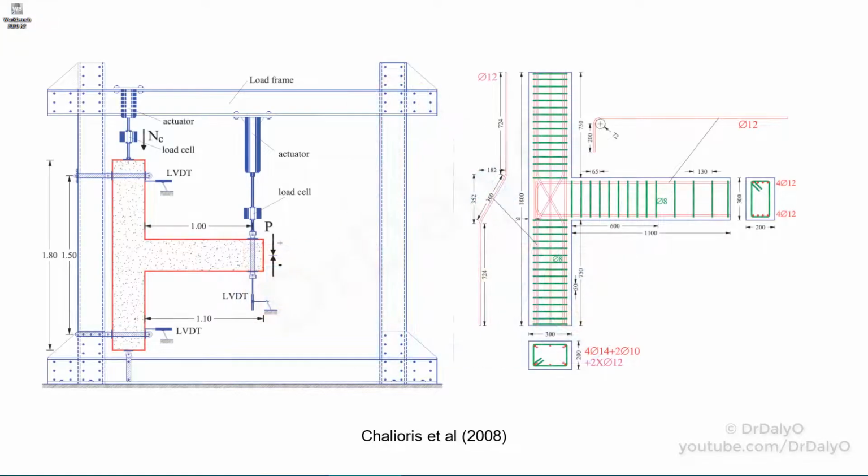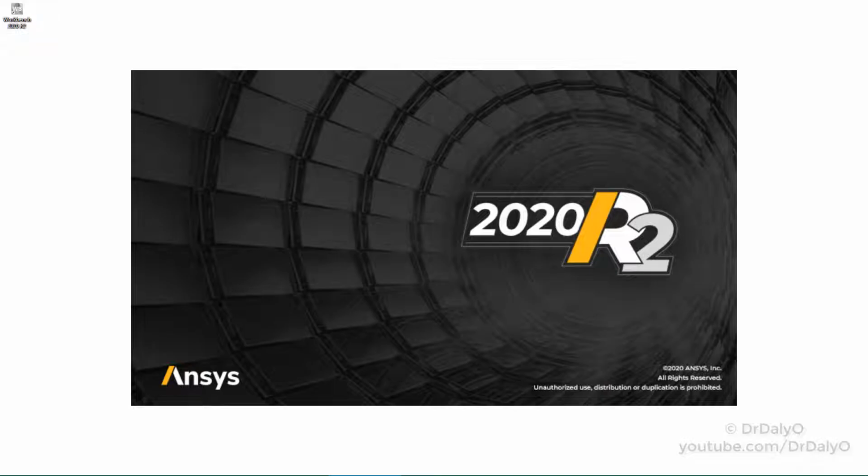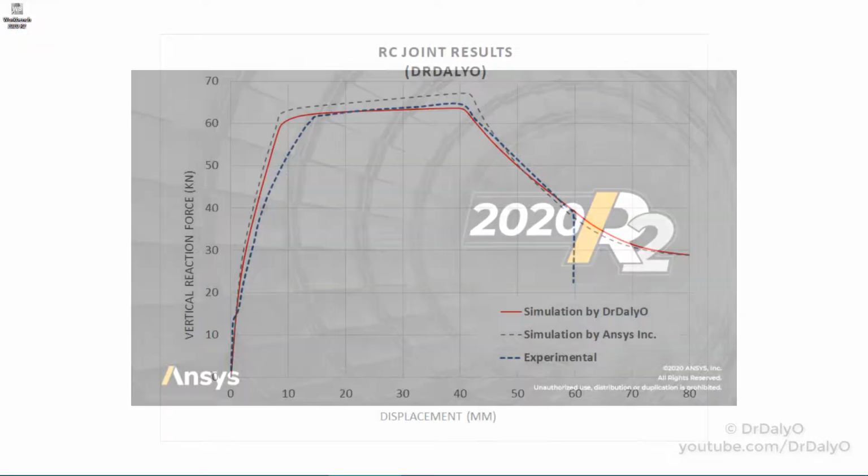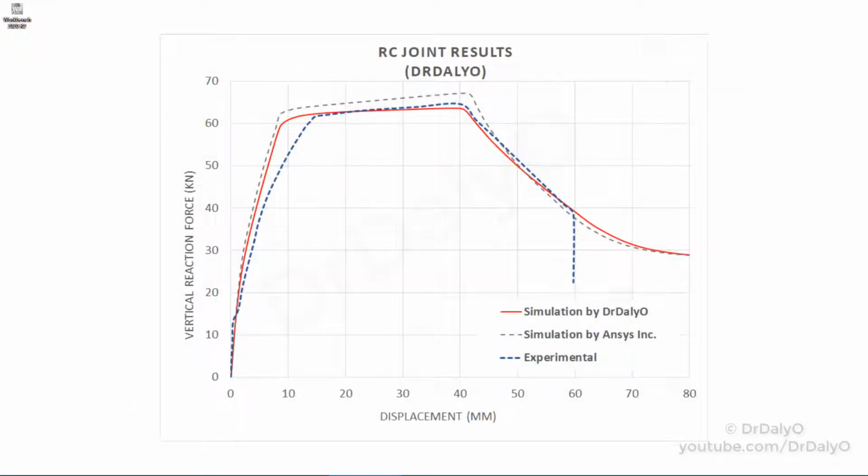Today I will demonstrate how to use the latest modeling technology to simulate a reinforced concrete T-joint using ANSYS Workbench version 2020 R2. The simulation results will be compared to that of actual experimental results performed by Chariolis in 2008. More details on this paper can be found in the description below.